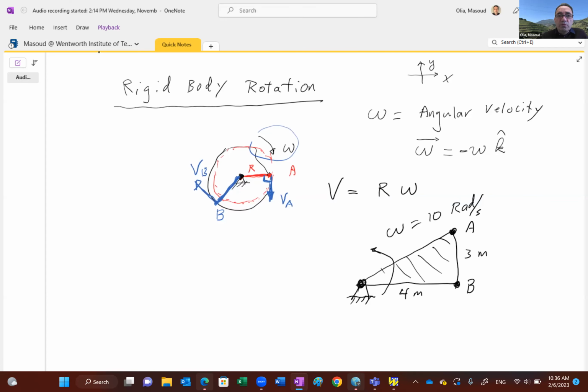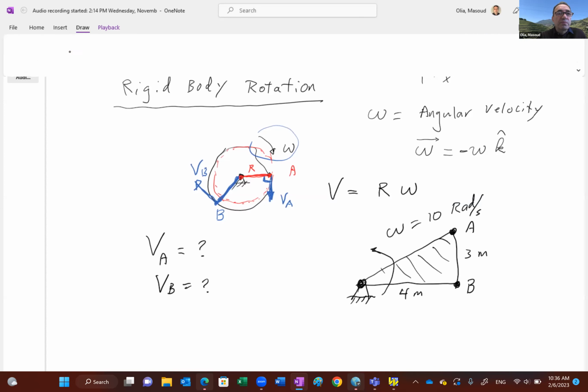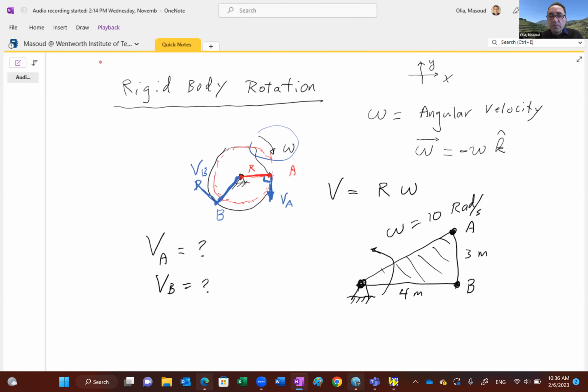I'm going to say, okay, what would be the velocity of A and the velocity of B? Remember, this is a constant angular speed, so the angular speed doesn't change. So for A, let's establish our R. What is R? R is from the pivot point to point A. So this is a 3, 4. The hypotenuse would be 5 for A.